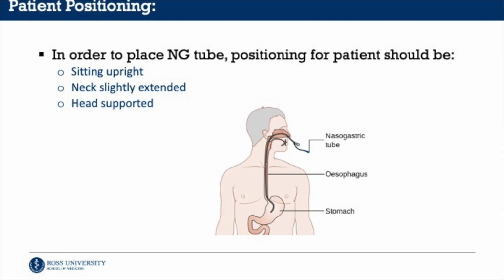Now, let's discuss patient positioning. In order to place the nasogastric tube, positioning for the patient should be sitting upright. The neck should be slightly extended. Extending the neck allows for the nasal canals to be on a horizontal plane, which is easier for visualization. And then, of course, we want to support the head. You can use a pillow to support the head. You may need additional assistance for a patient that is unconscious. And then pictured here, we see a properly placed NG tube and how it feeds directly from the nares to the stomach.